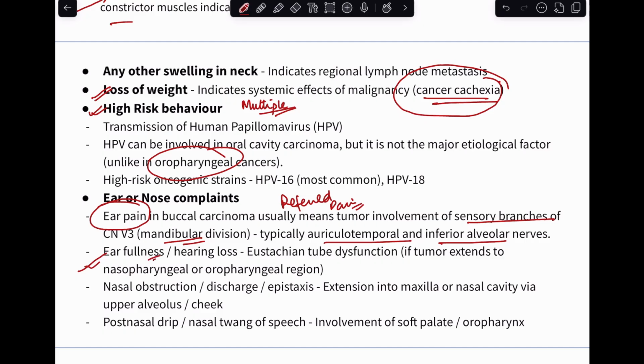Coming to nasal complaints, if the patient is complaining of any nasal obstruction, discharge, or epistaxis, it usually indicates extension into the maxilla or the nasal cavity via the upper alveolus or cheek. Second is if the patient complains of postnasal drip or nasal twang in the speech, it will imply that there is involvement of the soft palate or the oropharynx.